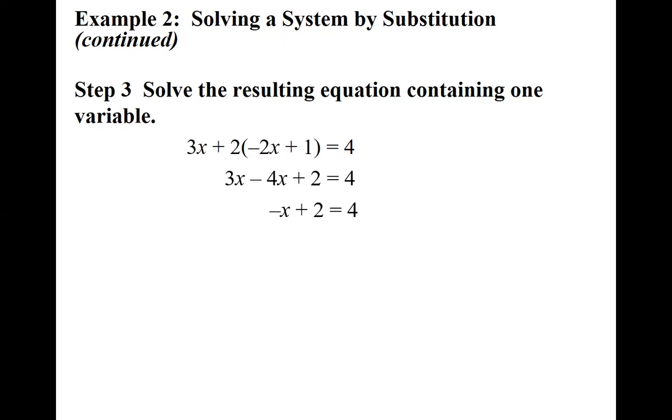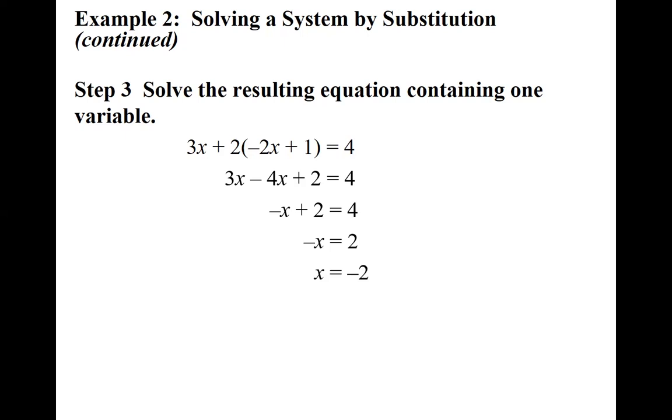We want to get the x by itself, so we want to get the negative x by itself. We want to get rid of adding 2. We do that by subtracting 2. Whatever we do to one side, we do to the other. Subtract 2 from both sides, we get negative x equals 2. That means x equals negative 2. If the opposite of x is 2, then x equals the opposite of 2, negative 2.